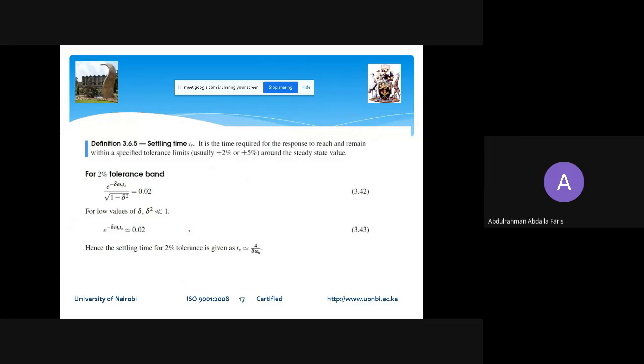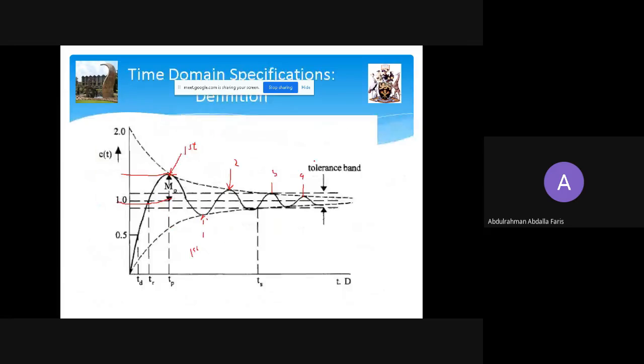Settling time is the time required for the response to reach and remain within a specified limit. This limit is normally plus or minus 2% or plus or minus 5%. So this is the tolerance band. Between here and here, maybe this is plus 2% and this is minus 2%. You'll be told the tolerance is plus or minus 5%, or plus or minus 2%.